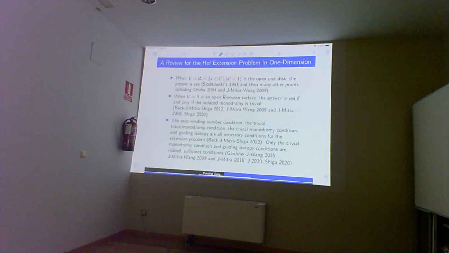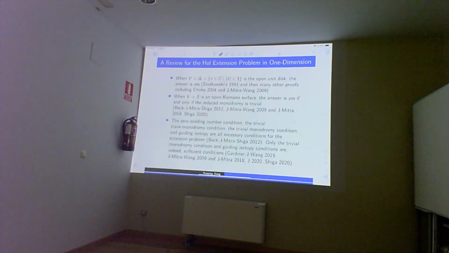Actually we studied many other conditions, including the trivial monodromy condition and also the so-called guiding isotopy. We tried to figure out which one is iff. But eventually we got that the zero winding number condition, the trivial trace monodromy condition, the trivial monodromy condition and the guiding isotopy are all necessary conditions for the extension problem. However, only the trivial monodromy condition is sufficient.